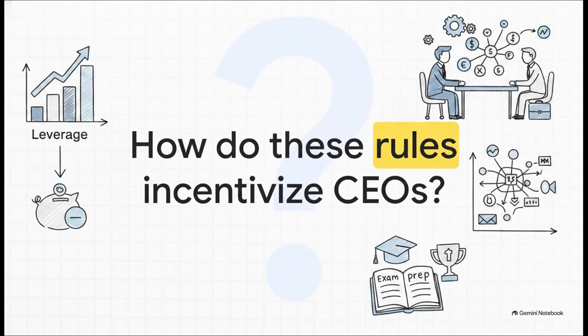I want to leave you with this final provocative thought as you jump back into your studying. We just saw how classifying an instrument as a liability reduces reported profit and hikes up leverage. Knowing that, how do you think these rigid accounting rules incentivize CEOs and investment bankers when they're designing shiny new corporate financial products? Mastering this stuff doesn't just help you pass ACC 202, it actually helps you decode real-world financial engineering. Good luck with your studies, you've totally got this.